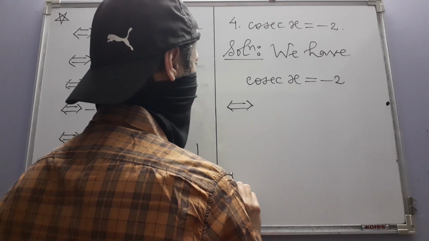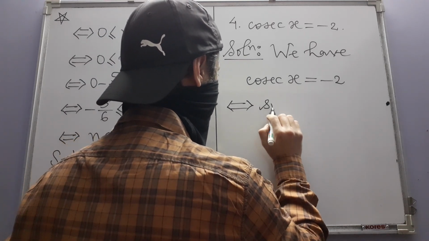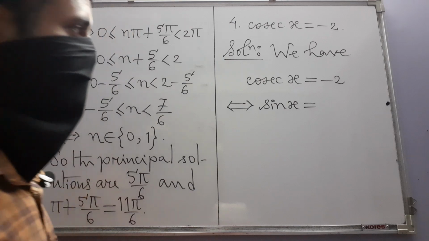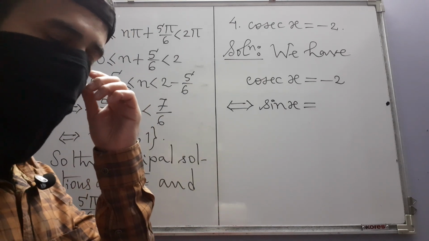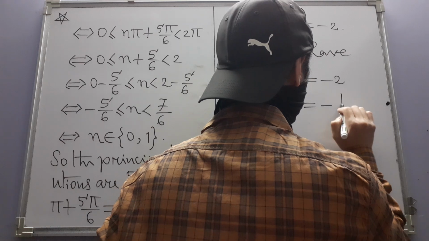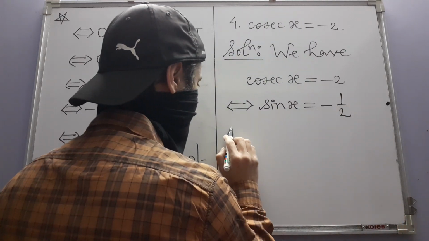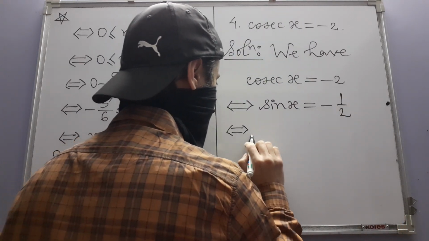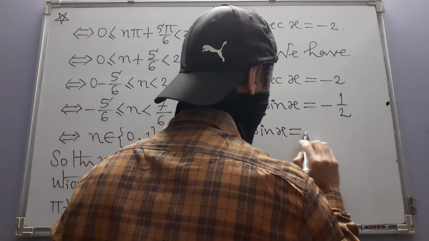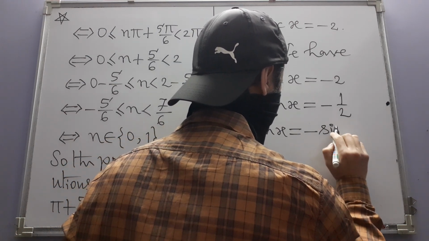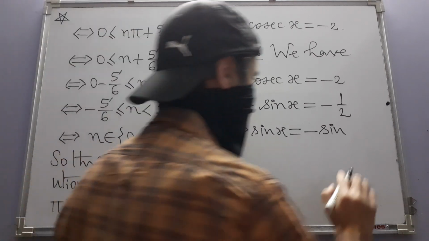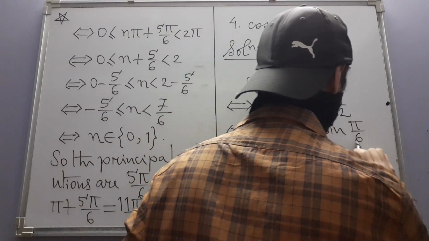So, taking reciprocals on both sides, we get sin x. Luckily, the more usual ones, sin and cos, are just SIN and COS. So, which angle gives you 1 over 2? Sine 30 degrees, or in radians, that is pi over 6.